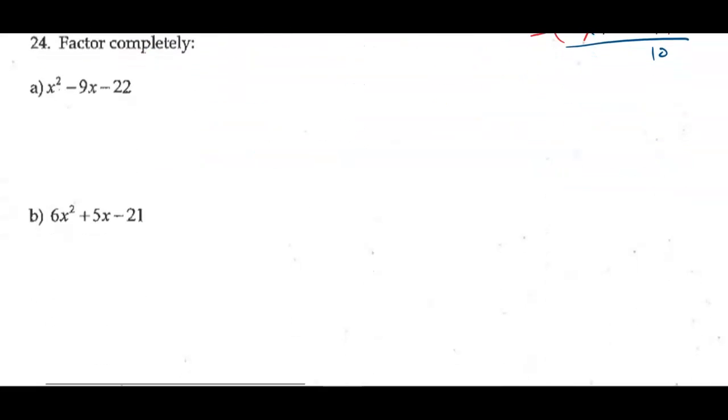Okay. Factoring completely. You have a basic trinomial here. Learn these shortcuts. That can only be broken down to x and x. I want two factors of negative 22. Whatever they are, they have to add up to negative 9.